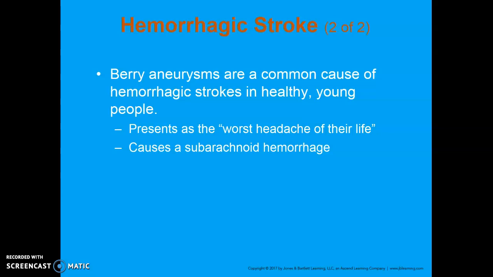Berry aneurysms. Apparently there's a typo there, but this is supposed to say brain aneurysm. So an aneurysm is a swelling or enlargement in the wall of an artery that results either from some sort of defect or weakening over time of that arterial wall. What it presents as is a sudden onset of a severe headache. People often say, this is the worst headache I've ever had in my life.